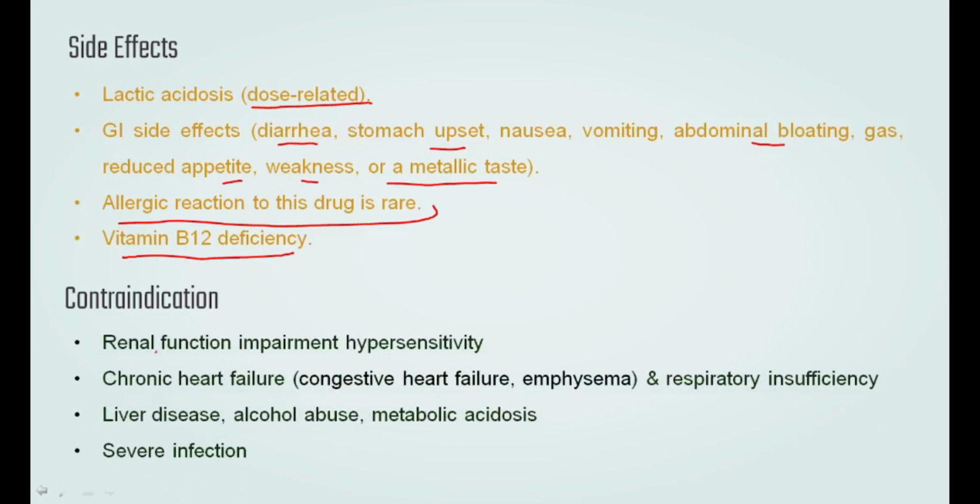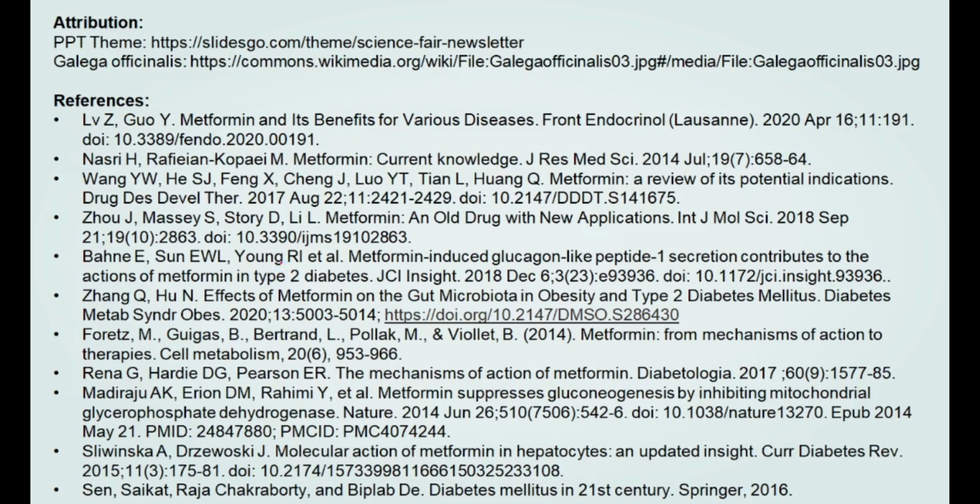And if we are talking about the contraindications, generally renal function impairment, hypersensitivity are considered. Chronic heart failure, congestive heart failure, or respiratory insufficiency, liver disease, alcohol abuse, metabolic acidosis, severe infections. In such cases there may be contraindication. So this is all about the metformin. In this lecture we have tried to discuss the metformin in detail in light of the different current research which is going on the metformin.